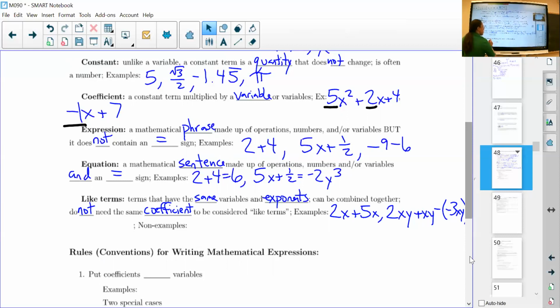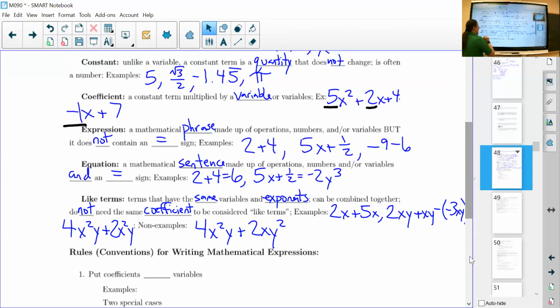Let's do one more example. Let's do 4x squared y plus 2x squared y. Notice that the variables match and the exponents attached to each variable match. So for a non-example, we can take this and just break it slightly.